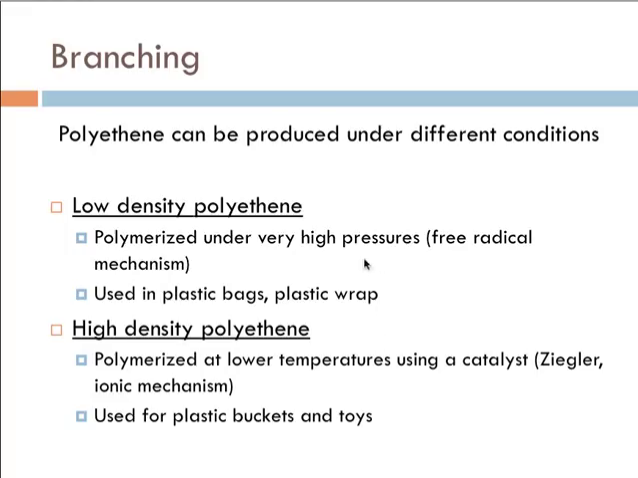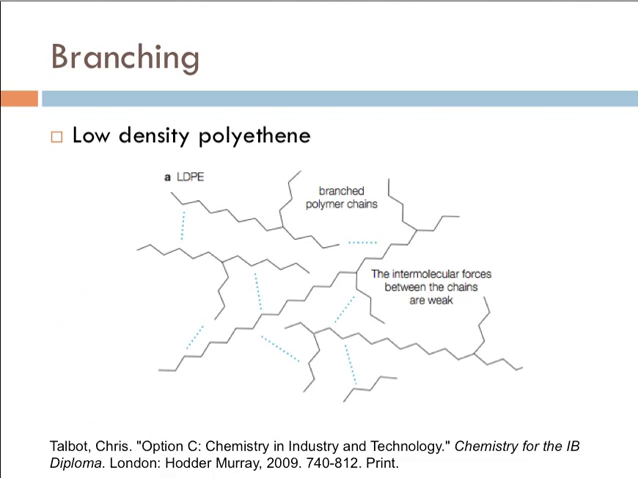Okay, so the low density polyethene is used in plastic bags and plastic wraps, so it's pretty flexible, not very strong. Then there's a high density polyethene, which is polymerized at lower temperatures using a catalyst and an ionic mechanism. These are used for plastic buckets and toys. So the high density is a stronger, more brittle, less flexible kind of plastic.